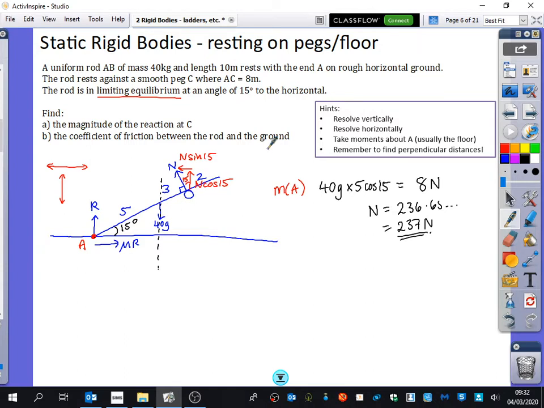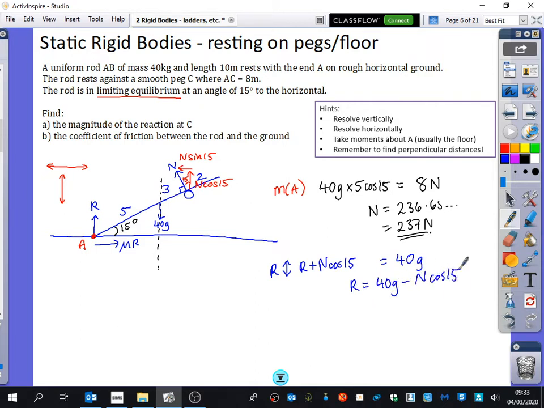Okay, I'm just going to do the same old, which is resolve up and down and resolve left and right. Resolving up and down, what do I get for that one, Janet? N cos 15 equals 40g. There's one other force missing. Which side is that on, this side? Yeah, because the forces going up equal this one here. So R equals 40g minus N cos 15.